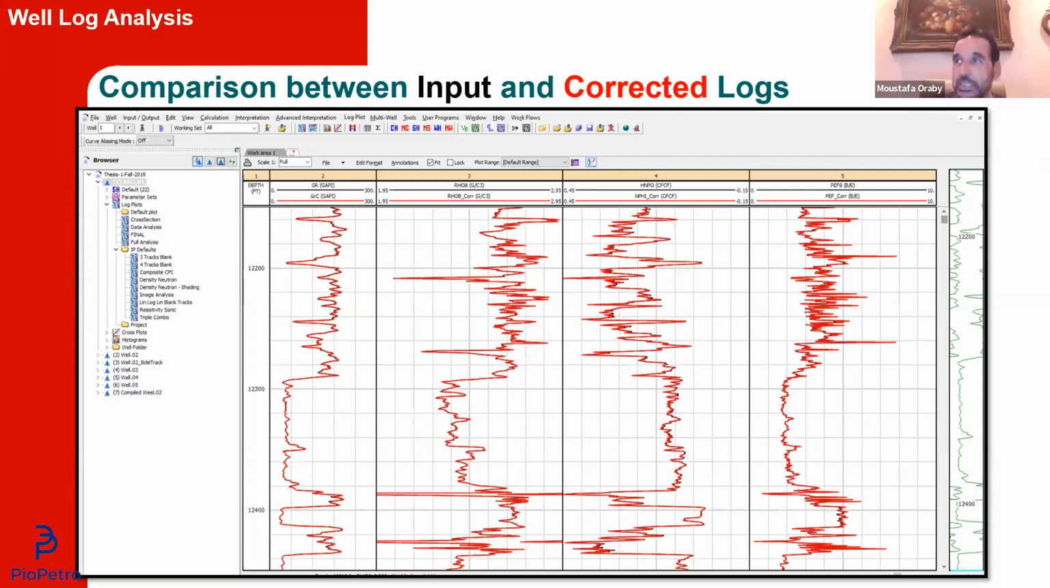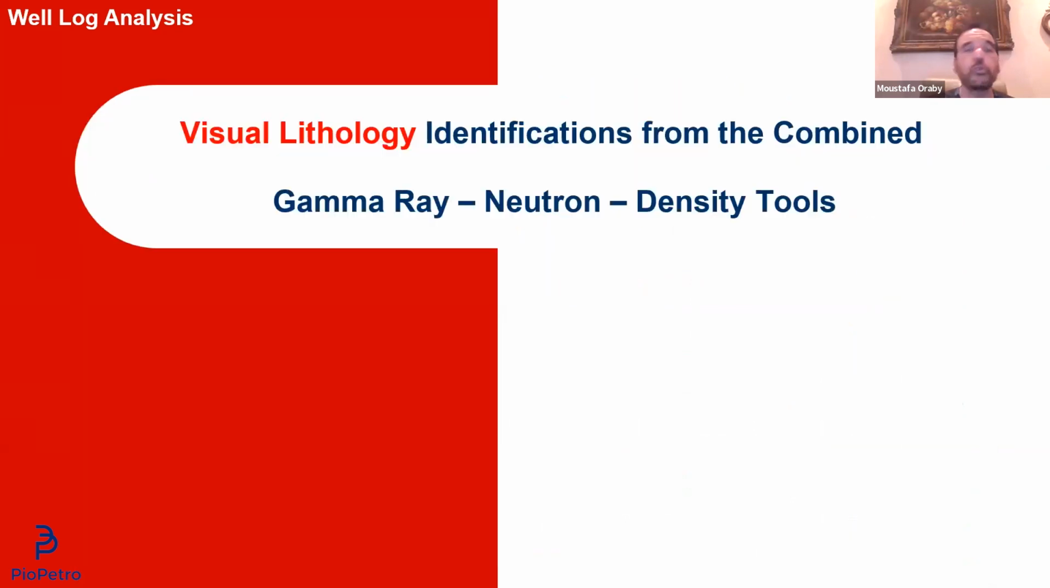Right? So the first step is you need to make sure you apply the environmental correction on all the data that you get from the service company logging your well. The second step is visual lithology. I need you guys to pay attention to this because this is something I want you to gain experience in: how, by looking at the data, I can tell you this reservoir is sandstone, or this reservoir is limestone, or this reservoir is dolomite. I can tell you this section is limestone, this section is sandstone. And you need to build this skill.